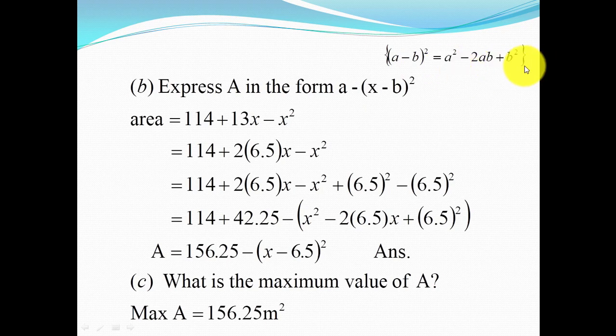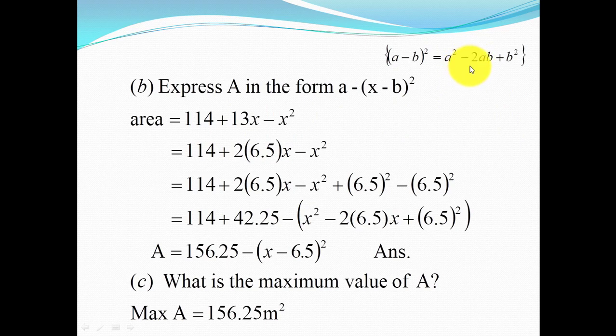So we have to first find this expression from the expression of area. First of all we write the expression of area, which is this. You can see here x square plays the role of a square, and 13x plays the role of 2ab, and we have to find b square. What is b in this expression? So first of all we write 13x like this expression.